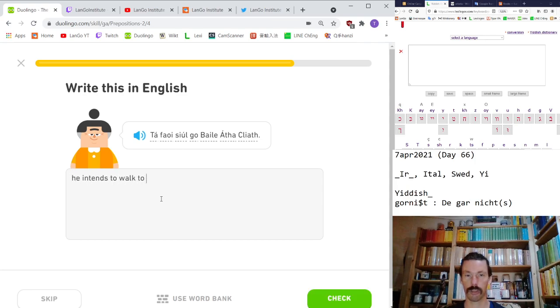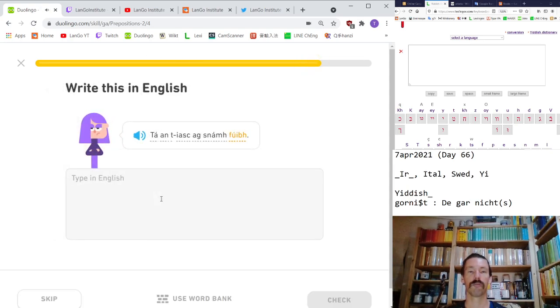To walk to Dublin. Tá an iasc ag snámh fúm. Tá an t-iasc ag snámh fúm. We drop the G sound, just a snámh fúm. The fish, an t-iasc. And that's okay, we can regard it as mutation. It's really preservation of something close to the underlying form. Not really mutated. Apparent mutation here on the word for fish, but that's because we've got this other article here in the noun phrase preceding it. Fish is swimming.